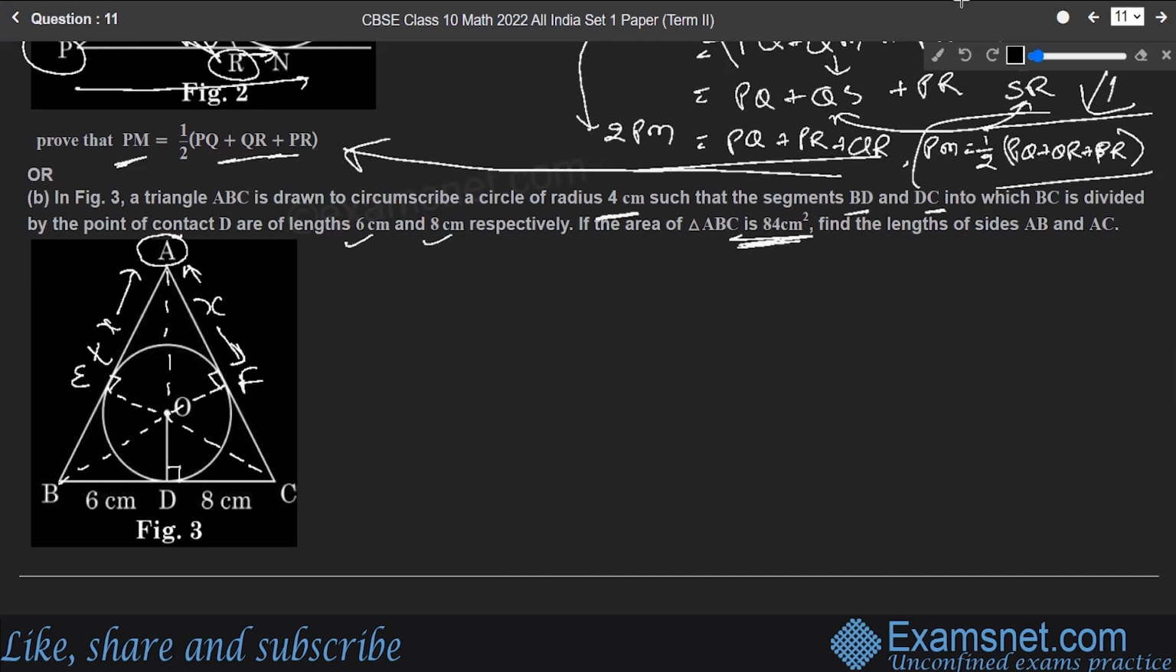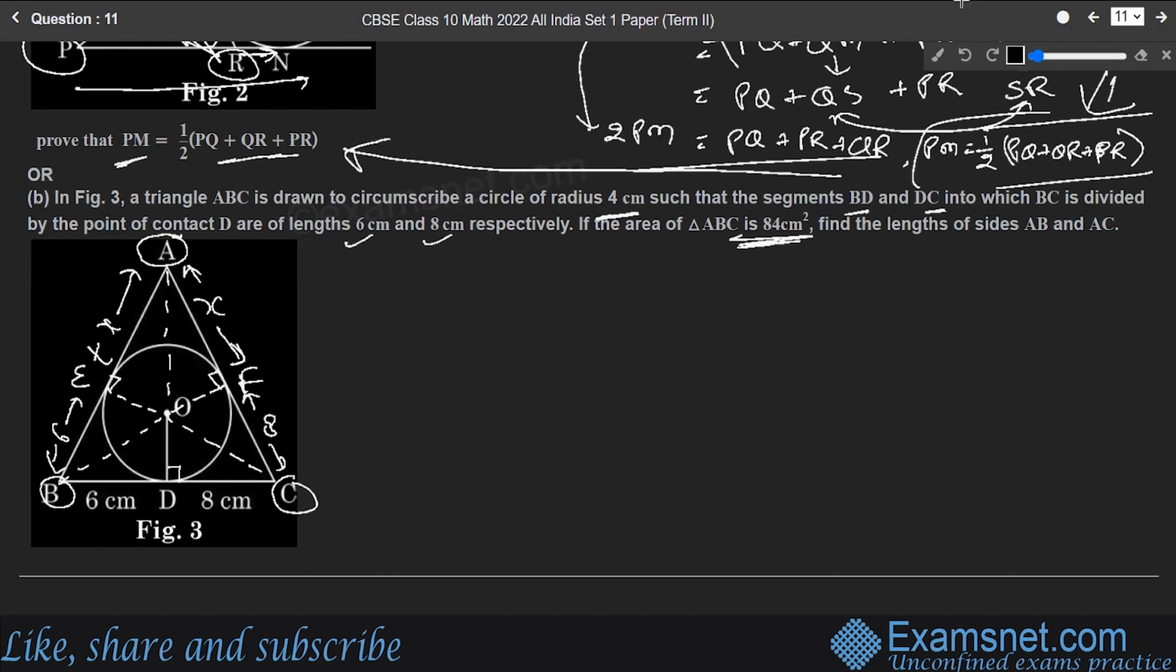6 and 8 are already marked. Similarly, tangents drawn to a circle from an outside point are equal in length. So from point B, there are two tangents drawn to the circle, that is BD and BE. So the lengths of both should be the same. BD is 6, so BE should also be 6 centimeters. Similarly, from point C, the two tangents drawn to the circle are CF and CD. CD value is 8, so CF value should also be 8. So this is the modification done to the figure.